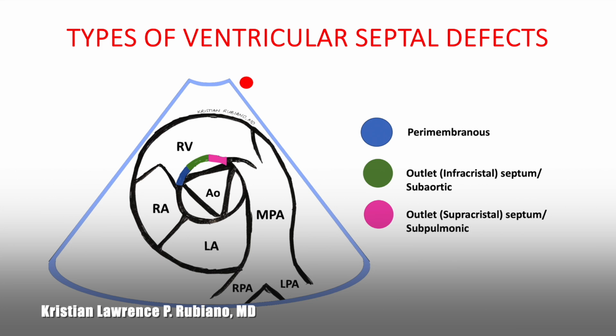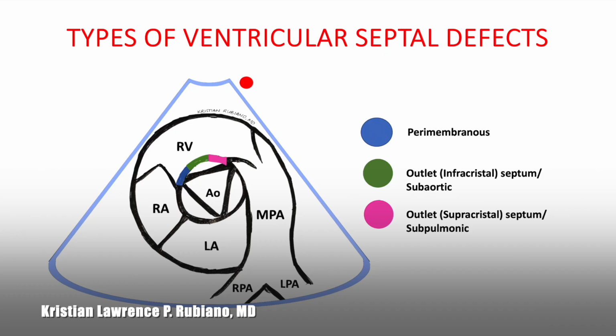This illustration shows the locations of VSDs taken at the parasternal short axis view. At approximately 9 to 11 o'clock position could be a perimembranous type of VSD. Then, from 11 to 2 o'clock position can be a subaortic type of VSD, while beyond 2 o'clock position is a subpulmonic VSD. Others may say that 9 to 12 o'clock is perimembranous type, while beyond 12 o'clock position is an outlet type of VSD.